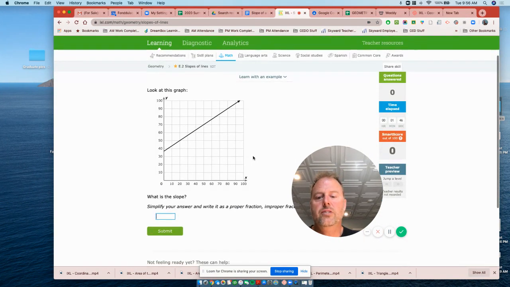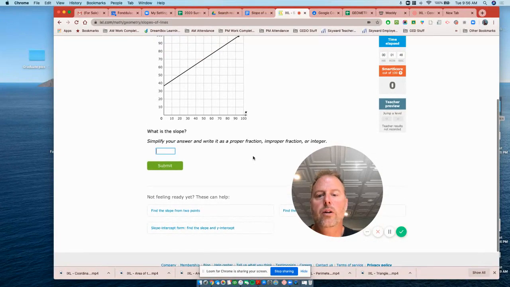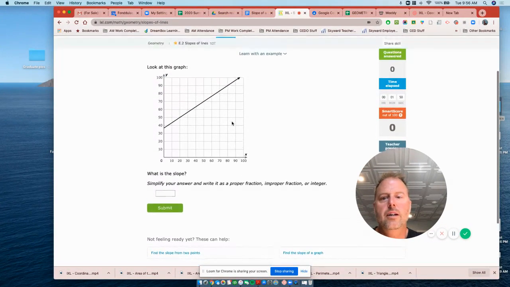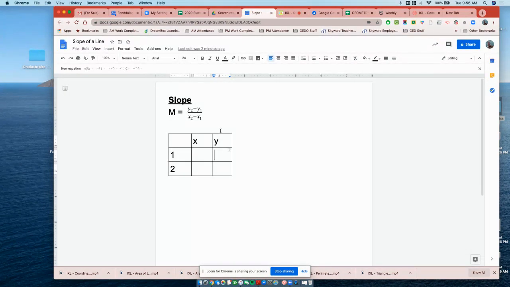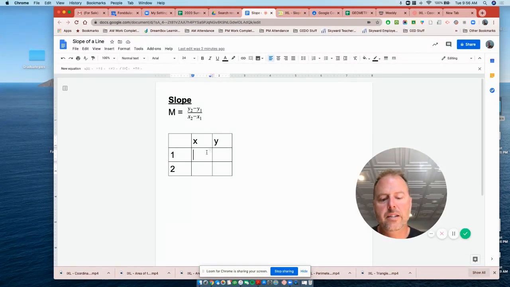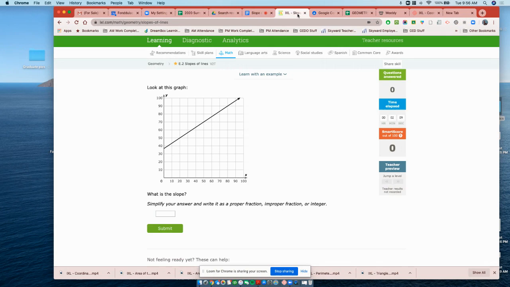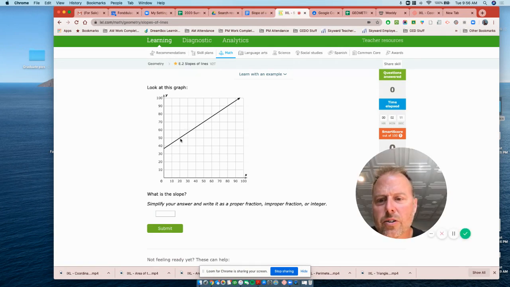So looking at this, they want to know what is the slope of this. So I'm going to find 2 points on here. 2 points on here would be, for example, 80, 90. So I'm going to come over here and make sure I put that in here. So 80, 90. I'll put this into a little chart because it's easier for me to keep track of. So 80, 90. And then I look for another corner. In this case, I've got 20, 50.